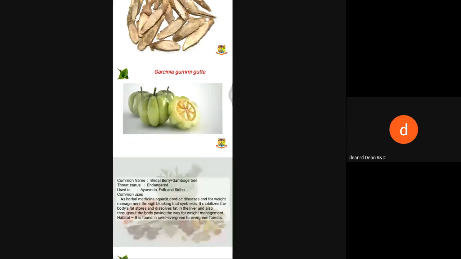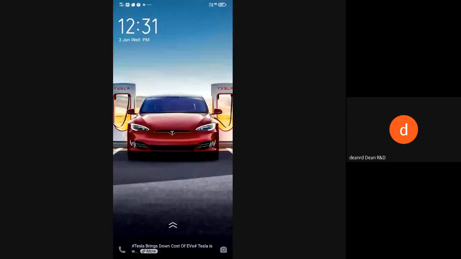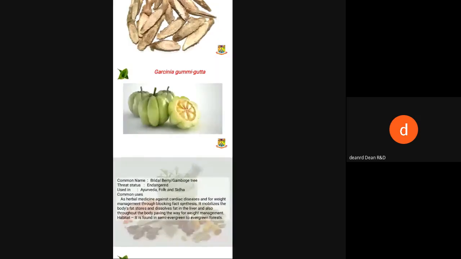This is finding a place in Ayurveda, folk as well as Siddha. Herbal medicine against cardiac diseases and for weight management. So this will go for a reduction of obesity. That's how it is being blended even with the juice extract of noni. These two have a great blend, and they make use of it for reduction of weight, which is meant for obesity.